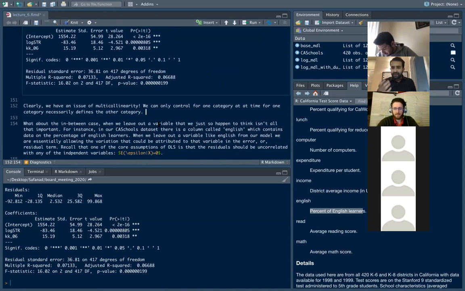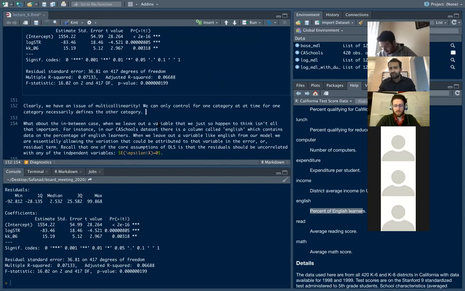So that's the extreme case. That's the case where I have perfect multicollinearity. My matrix doesn't become full rank anymore. I can't take the inverse, so I have to drop one variable. Okay? That's kind of an obvious case.